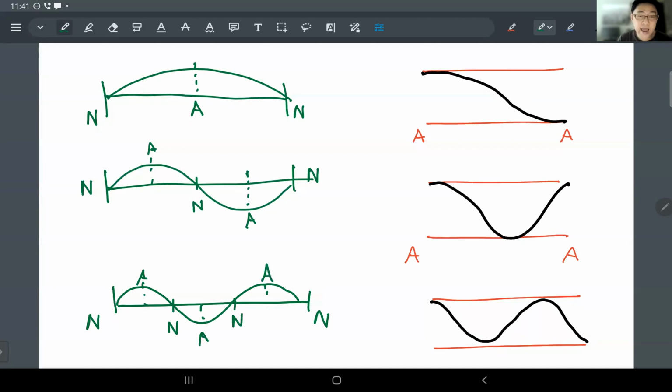So now your game is easy to play. Just make sure that you know what is going to be your fixed condition at both ends. And the rest, you just draw any waves that fit those end conditions, and then you're good to go. All of these are possible waves that you can fit in our system.